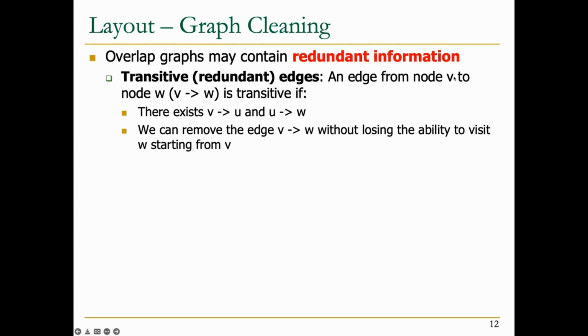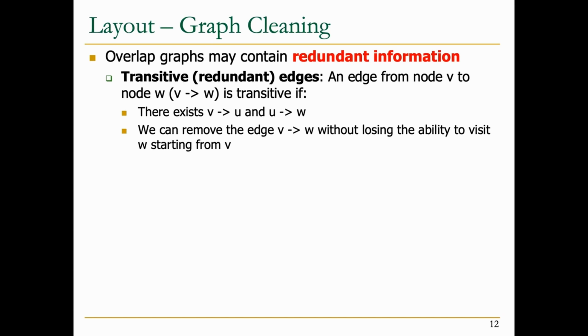You can assume that you have a node V, and then you want to go from node V to W. We say that V to W is transitive if we know that there exists some path from V to U and U to W, such that we can remove this V to W information without losing the ability to, starting from V, still visit W. So the takeaway here is that we can remove some edges, but starting from V, we can still reach W.